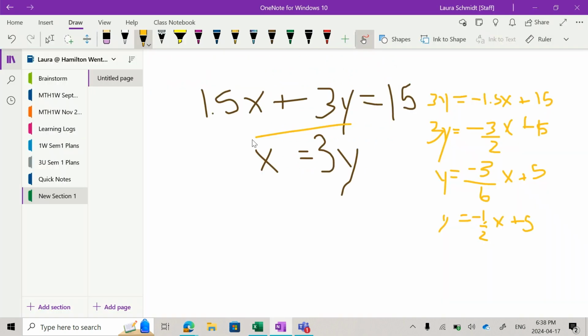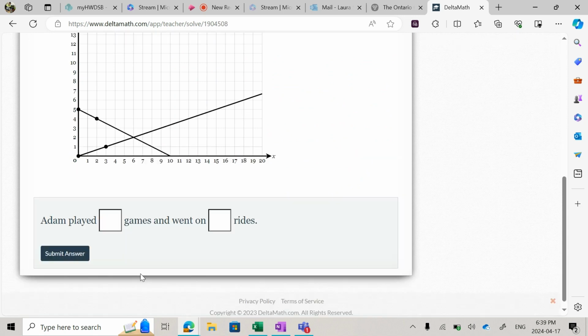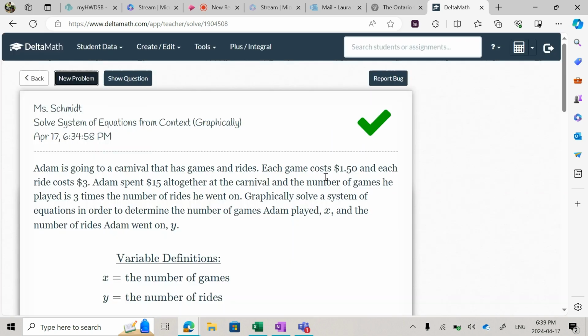And then my other one, if I want to isolate y, I'm just going to say y is equal to x over 3, which is like I have a slope of 1 over 3, and I have a y-intercept of 0. So 0, and then I'm going up 1 over 3. So Adam played, x is the number of games, so it looks like he played 6 games and went on 2 rides. Yes, I feel good. Okay, yeah, we got it right.